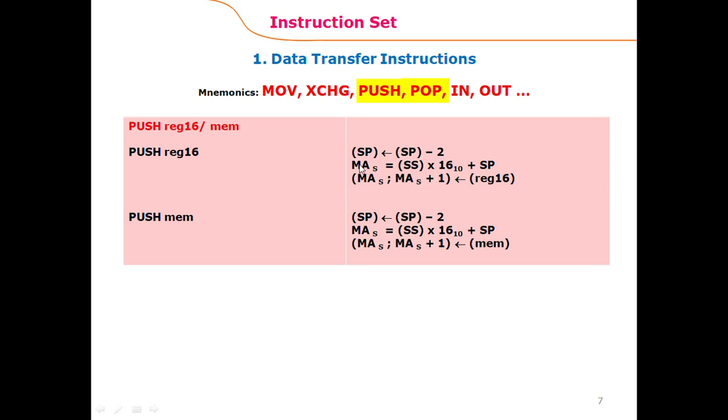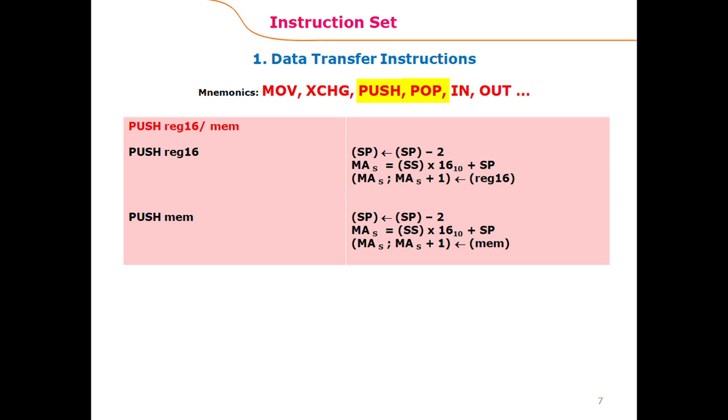So after calculating the memory address inside the stack segment, the 16-bit value in the 16-bit register is stored at the memory address calculated. The first byte, the rightmost byte, is stored at the memory address calculated here, and the upper leftmost byte is then stored at the next higher address. So memory address plus 1 is used for that purpose. This is how the 16-bit value is stored in the stack segment, and how the memory address is calculated.